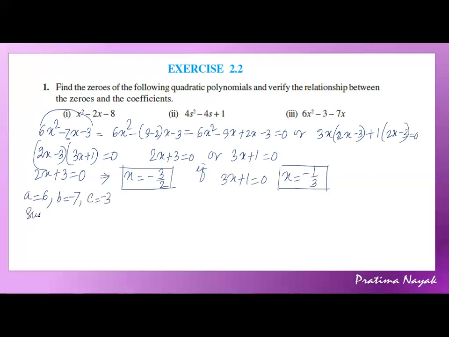Then sum of zeros. Sum of zeros is your minus 3 by 2 plus minus 1 by 3. 6 is the LCM. Then it will be minus 9 minus 2. Oh, so sorry. I'm very sorry. This will be 2x minus 3. This is a blunder.